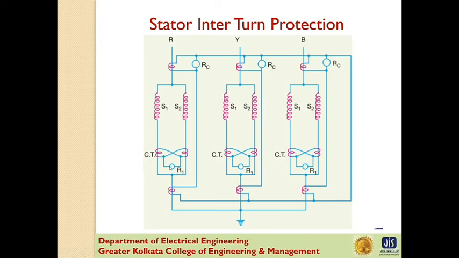Now if a short circuit develops between adjacent turns, say in S1, the currents in the stator windings S1 and S2 are no longer equal, and therefore unequal current will flow through the relay R1 and the relay then closes its contacts to clear the generator from the system.